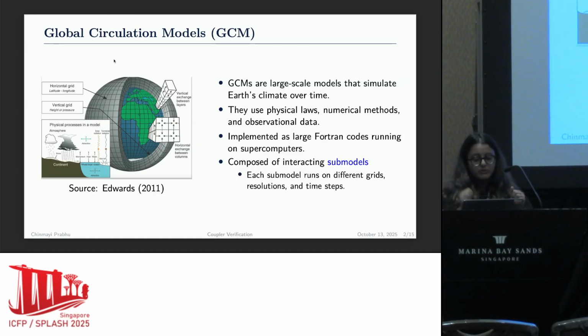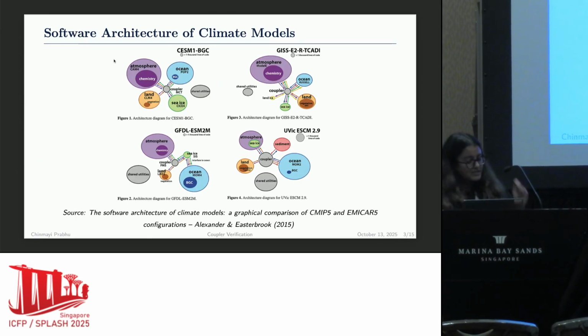Climate models are usually composed of many interacting submodels, be it atmosphere, land, sea ice, or ocean models, which interact with each other, exchanging data with each other. Each of these submodels runs on a different grid, with a different time step and different spatial resolutions. Now, in this figure, we can see that there are 4 distinct climate models, and all of them have different subsystems operating with each other.